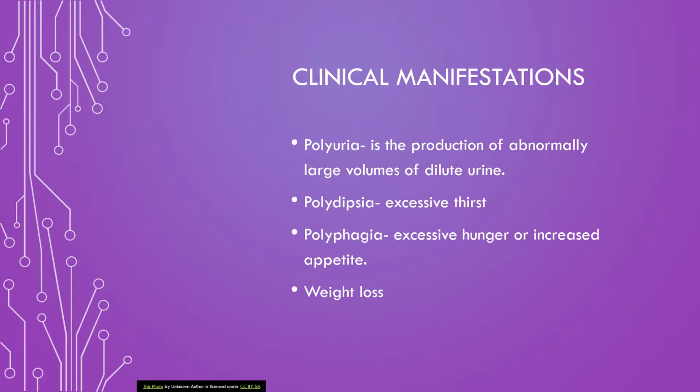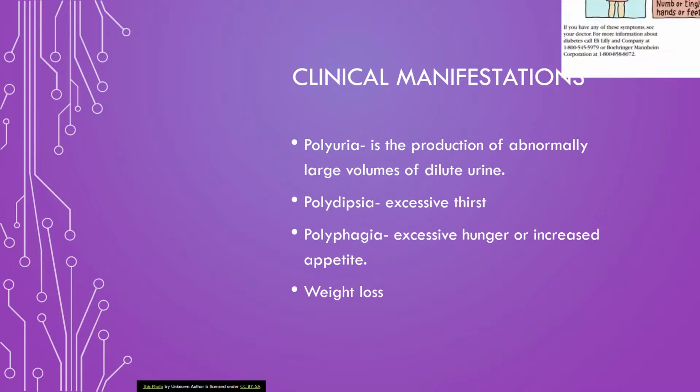Clinical manifestations. Polyuria is the production of abnormally large volumes of dilute urine. Polydipsia, excessive thirst. Polyphagia, excessive hunger or increased appetite, and weight loss.